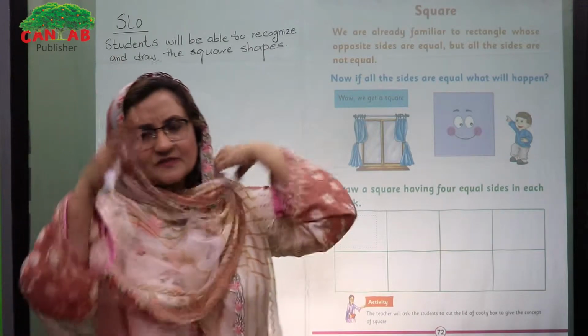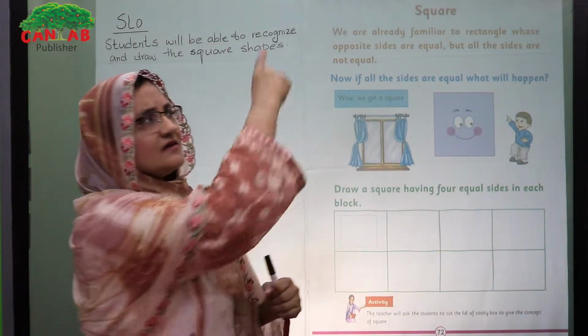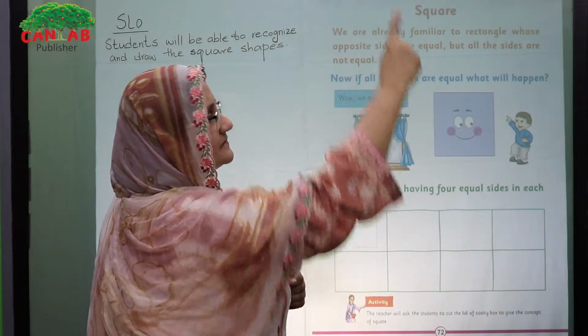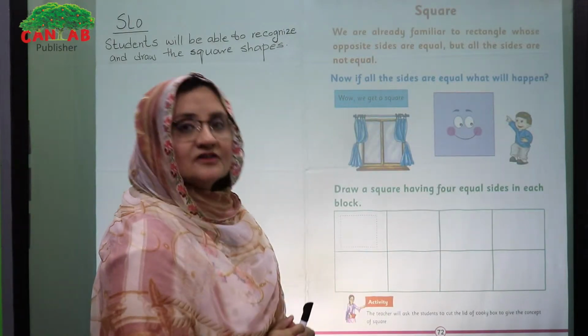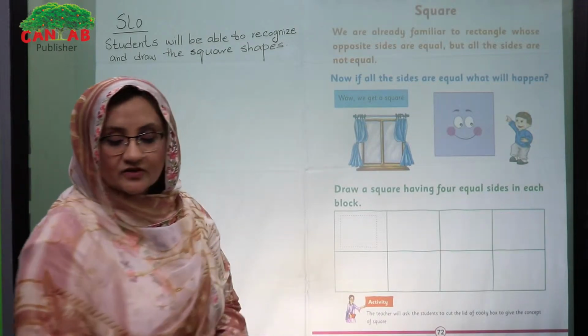Can you please raise your hand in the air and draw a square in the air like this? This is a square. After this, you can do that.